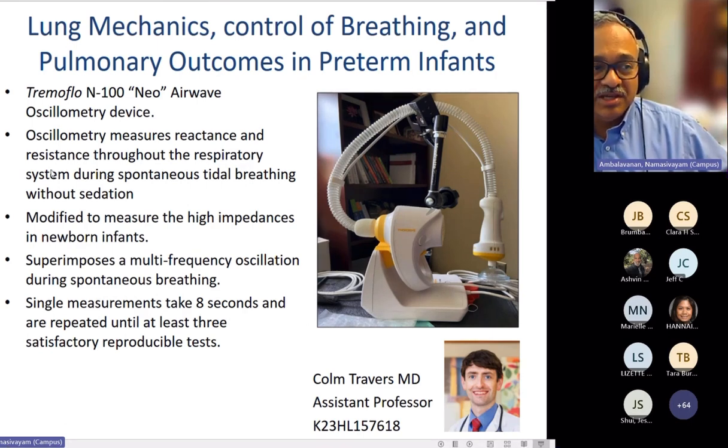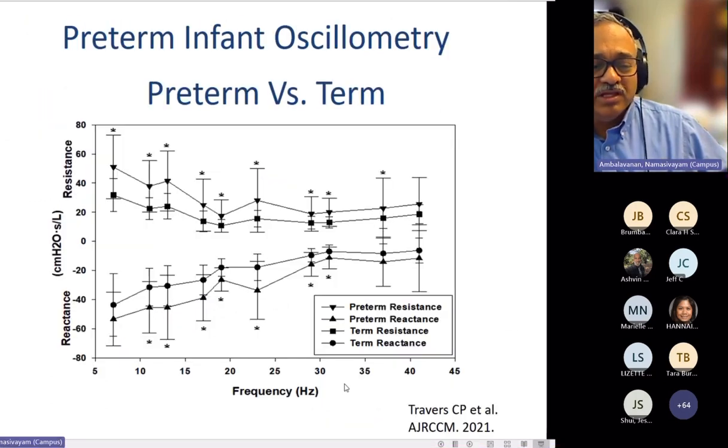This measures reactance and resistance throughout the respiratory system. And it can be done in any spontaneously breathing infant who's not vigorously fighting you while you put the mask on. Most babies, we can do this pretty easily until about 6 months of age. This was a paper we published a while ago looking at preterm versus term infants. The triangles are the preterm infants and the squares are the term infants. You can see that preterm infants have a higher resistance and a lower reactance at all the different frequencies.